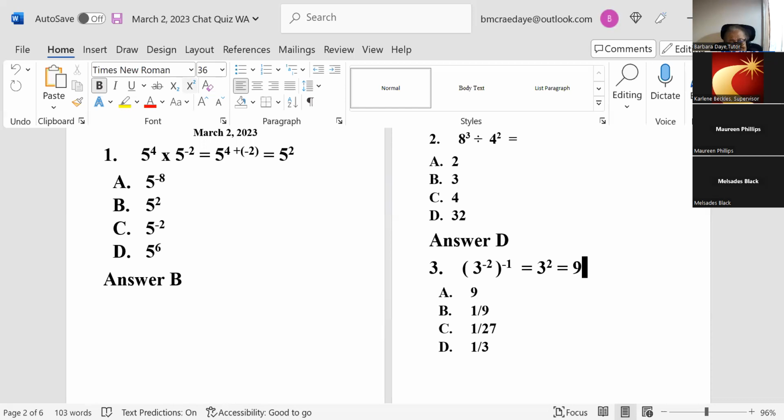Well, this is just like the ones we've been doing. Power to a power. Power inside parentheses, power outside. You multiply. Like signs give you plus, -2 times -1 gives you a +2. And 3 to the second is 3 times 3, and that's equal to 9. Let's put the other step in there. That's equal to 3 times 3, and that's equal to 9. Answer A. Right?